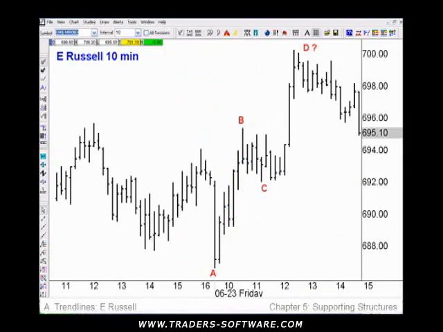So after you get in, how long should you stay in? Where's point D? Let's figure it out using measure move extensions. A up to B, drag it down to C. We see that it has gone beyond the 78% and it barely missed the 100% measure move area. So it was a good idea to get out here.